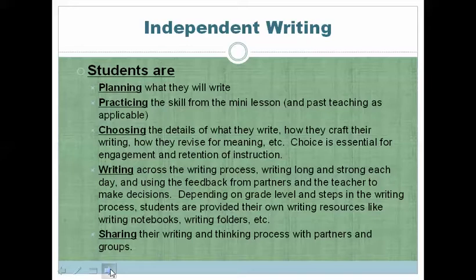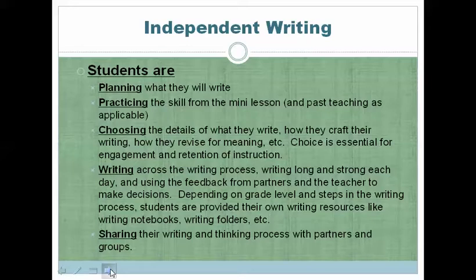So depending on grade level and the step in the writing process, students are provided their own writing resources. At some grade levels, that's writing notebooks. At others, it's writing folders. And those types of resources are determined within a curricular resource that you might be using and suggested. And at the same time, you're finding what works for your students. Students are also sharing their writing and their thinking processes during this independent writing time with their partners and with groups, and that's usually encouraged by the teacher, and it's near the end of the independent writing time.